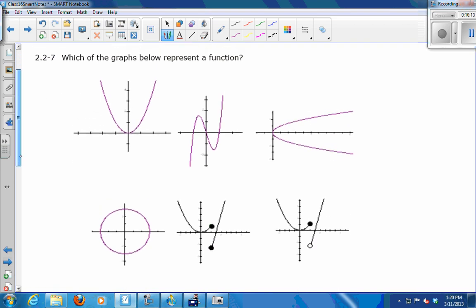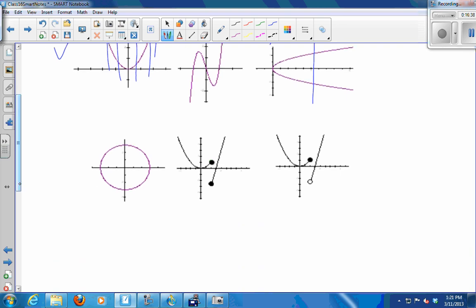So let's go through these. Which of these is a function? First one's a function. I can draw any vertical line anywhere, never touches the graph more than once. So that one's a function. How about the second one? It is also a function. How about the third one? Nope. There are lots of places where I can draw a vertical line. It intersects twice. Not a function. How about the circle? Nope.